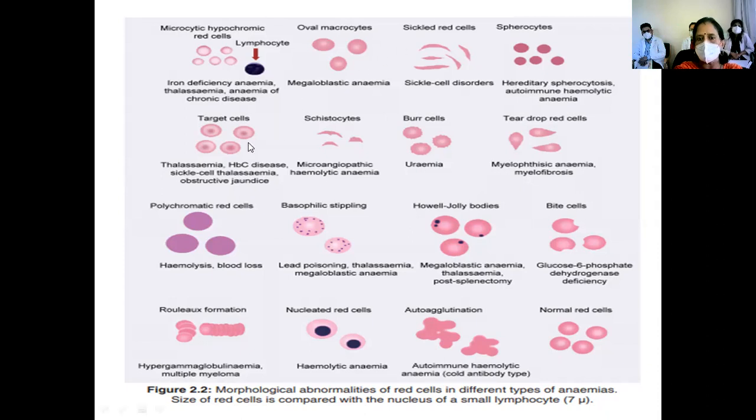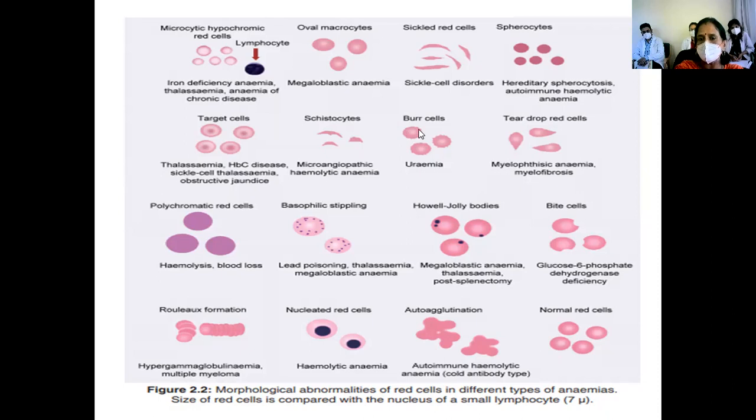Then these are target cells. Target: the central dark area, round, outer rim. I'll talk more about the target cells later when we talk about thalassemia. They are also present in iron deficiency, and in HbC disease, an abnormal hemoglobin, which also shows a lot of target cells. Then schistocytes, they're broken. Yesterday I told you how they're all broken.